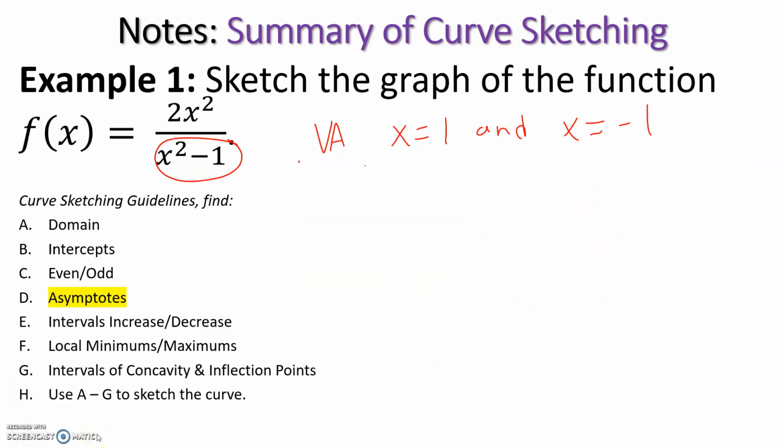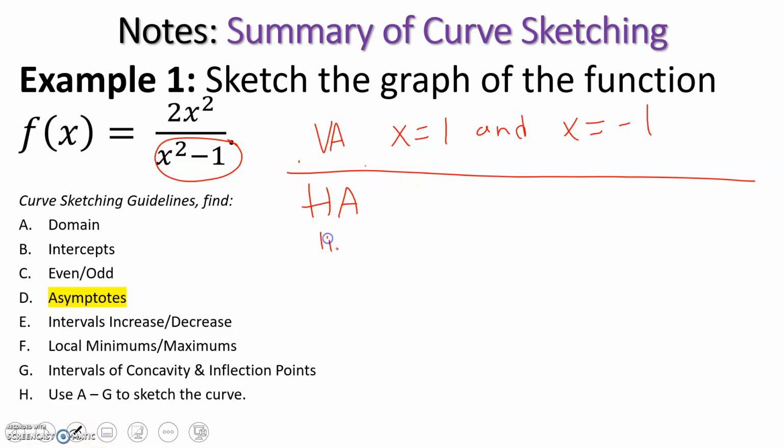So now let's find our horizontal asymptotes. Horizontal asymptotes, remember, come when we look at what happens as the function approaches positive infinity and negative infinity. Let's start with positive infinity.